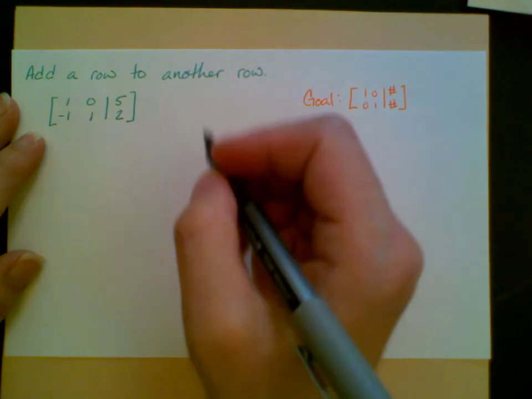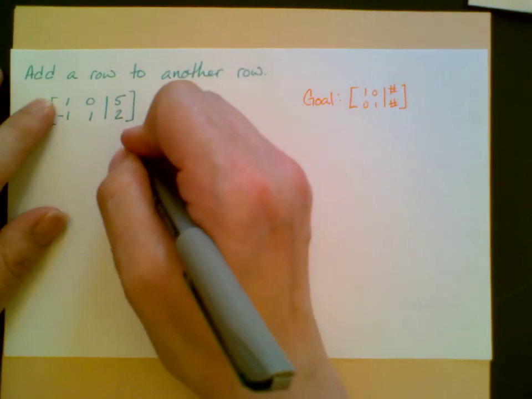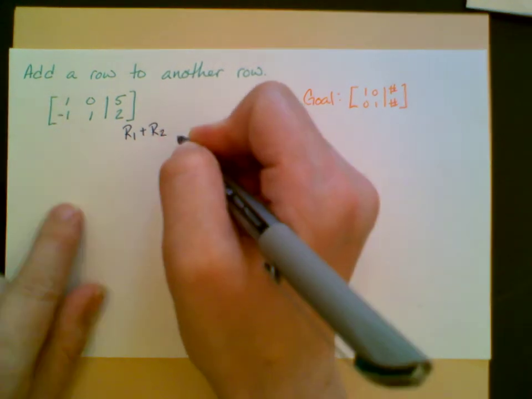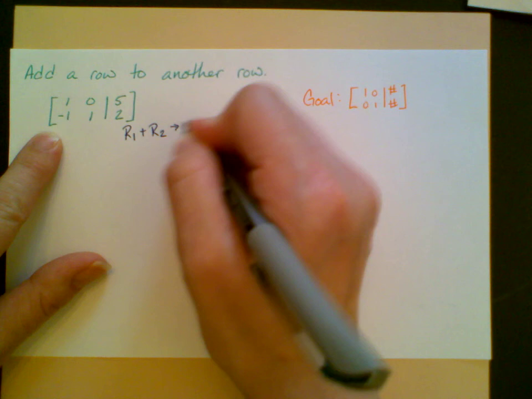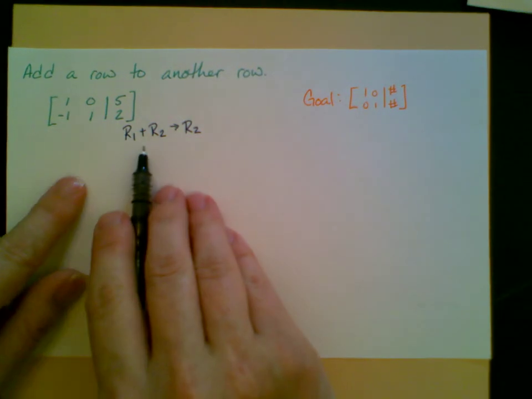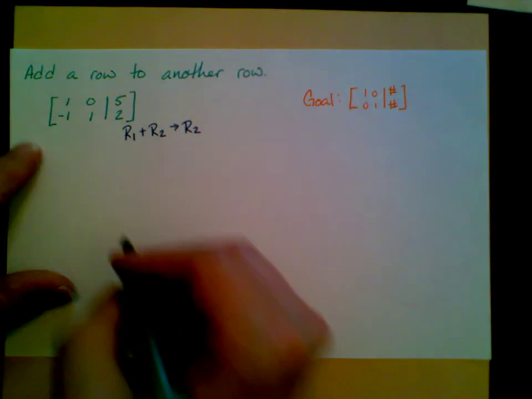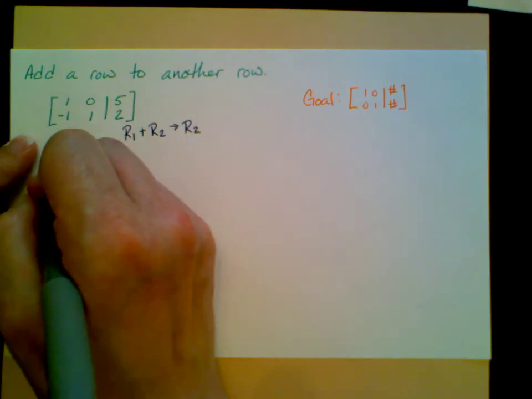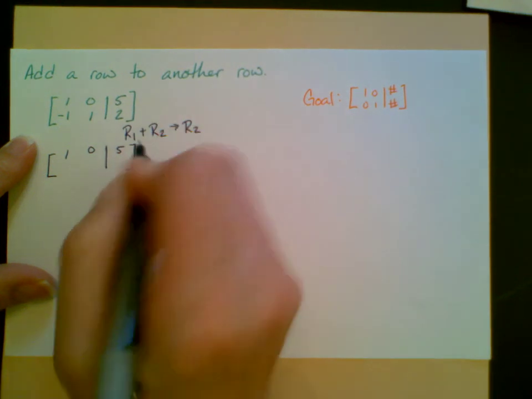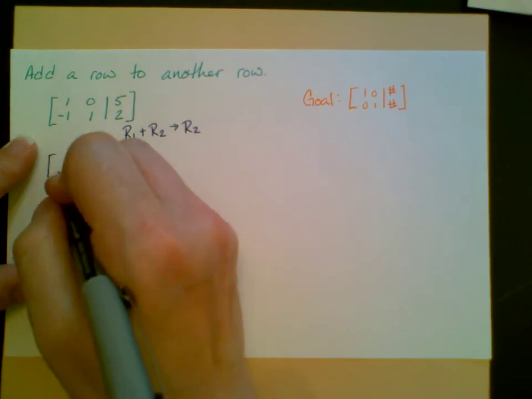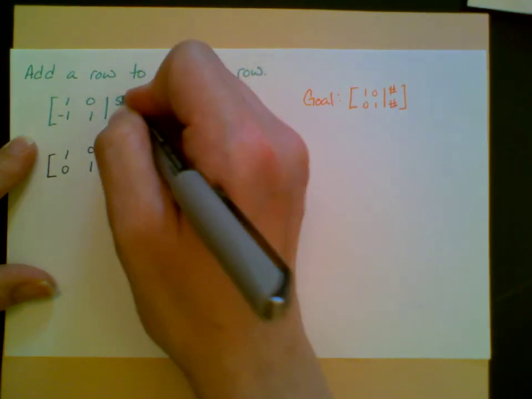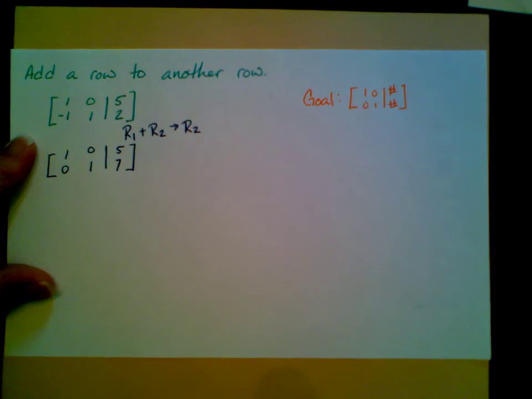I need to get there by addition. So if I take row 1 and add it to row 2, then I can store that result in row 2, and that will give me my goal form. So 1 plus -1 is 0. 0 plus 1 is 1. And 5 plus 2 is 7.